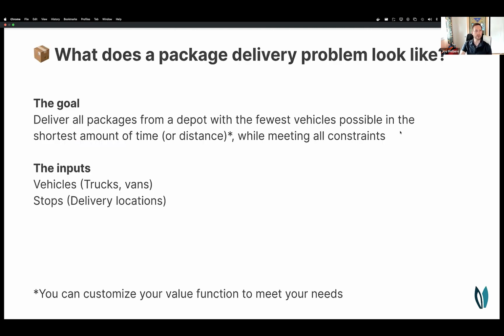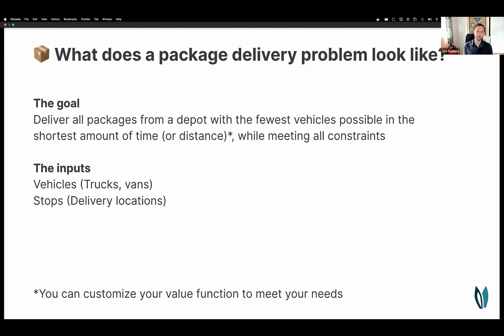Before we dive in, we're going to take a quick look at what a package delivery problem typically looks like. So the goal of this kind of problem is usually to deliver all packages from a depot or warehouse with the fewest vehicles possible and in the shortest amount of time or distance while meeting all other constraints. It's relatively straightforward, but I want to make sure we have an agreement on what that looks like.